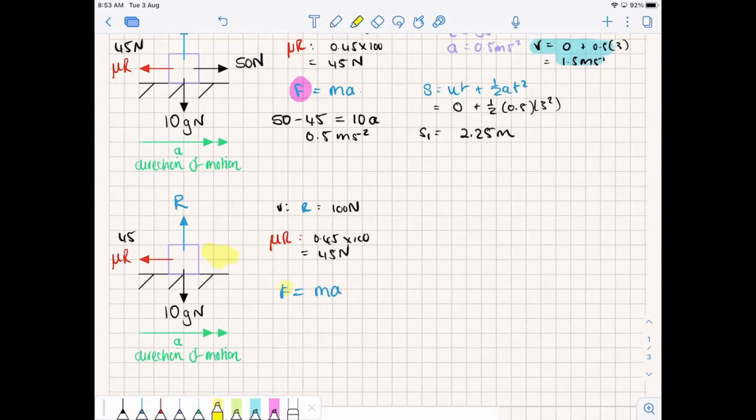This is my net force again. So my net force is the net force in the direction of motion. That's going to be the horizontal forces. The 45 newtons friction is going against the direction of motion, so it's negative 45, not positive 45. And I don't have any other forces this time. There is no pushing force in the direction of motion. The mass of the object is still 10 kilograms, and the acceleration is what I'm trying to calculate. That's going to give me an acceleration of minus 4.5 meters per second squared.